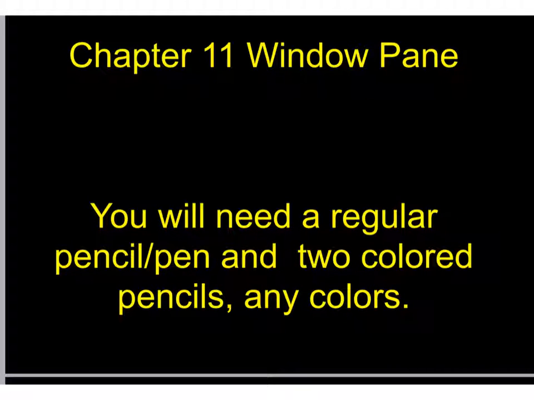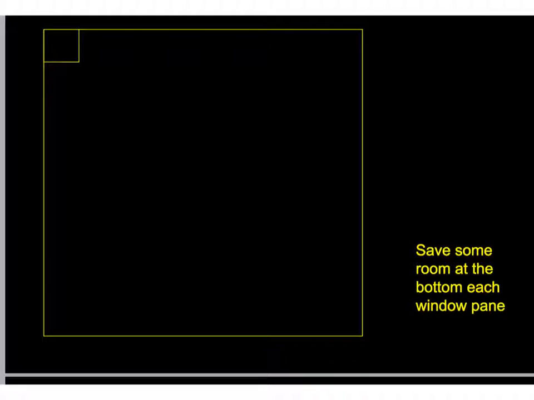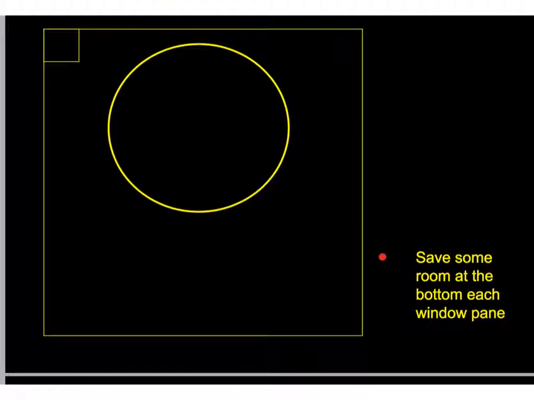All right, right now what I want you to do is get that Chapter 11 window pane in front of you. You'll need a pen or pencil as well, and 2 colors. Any colors, I'll be using red and blue again. As you're drawing, make sure you're saving some room at the bottom here, and I'll be illustrating that in my window pane. So I'll be doing all my drawing up here, and then you'll be writing stuff in here. So it'll be very similar to our mitosis window pane that we did a little while ago.